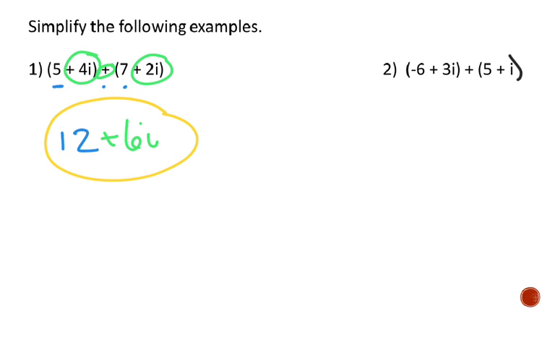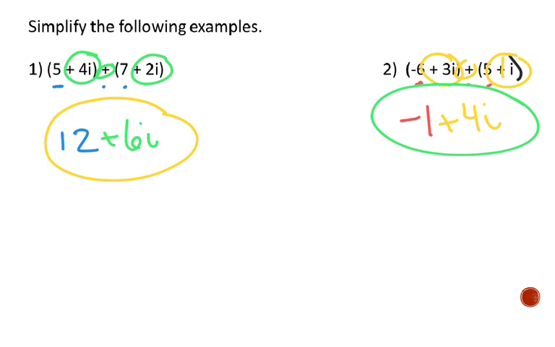Okay, similar on the second one, we have the quantity of -6 plus 3i plus the quantity of 5 plus i. So we'll add the real parts, so -6 plus 5, which is -1. Then we're going to add together the imaginary part, so 3i plus i. Remember this is like a 1 here, so 3i plus 1i would be 4i. Those aren't like terms, so that's just our answer, -1 plus 4i.